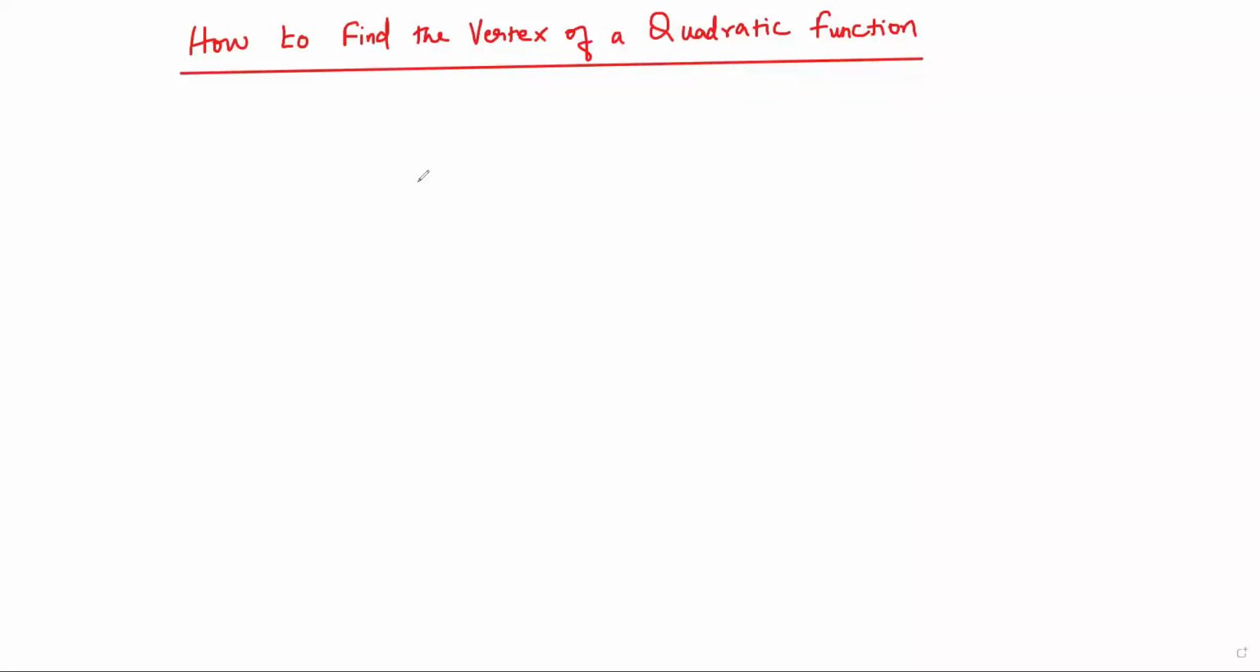Hi, in this video, we're going to see how to find the vertex of a quadratic function. Okay, first let us see how to find the vertex of a quadratic function if the function is given in general form, that is y equals ax square positive bx positive c. So this is a general form of a quadratic function.